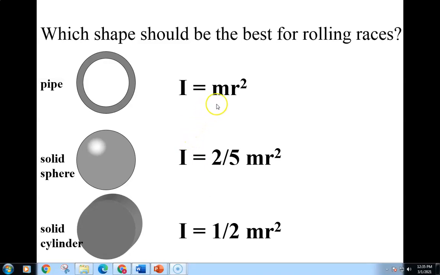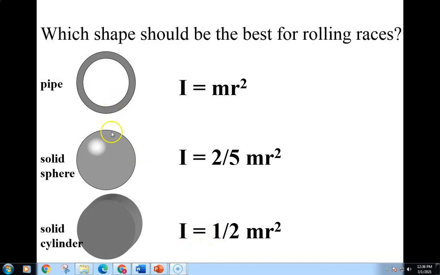Well, this has 1 mr squared. This has 0.4 mr squared, and this has 0.5 mr squared. So 0.4 mr squared is going to be the least, 1 mr squared is going to be the greatest, and half mr squared is in the middle. So this one has the least rotational inertia, which means it's going to roll down the slope the fastest. This one has the greatest rotational inertia, which means it's going to roll down the hill the slowest, and this one is going to be in the middle.